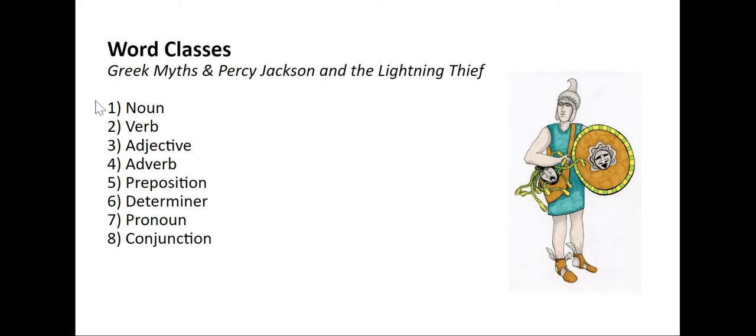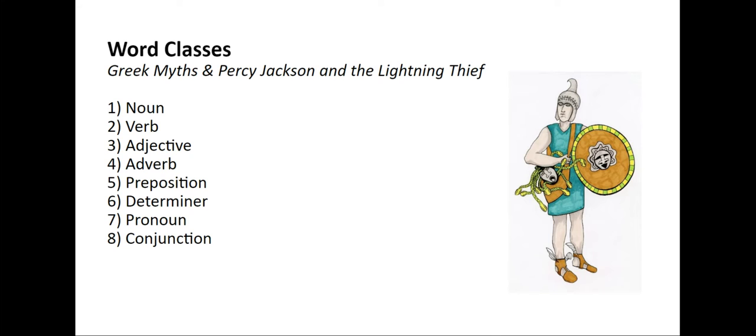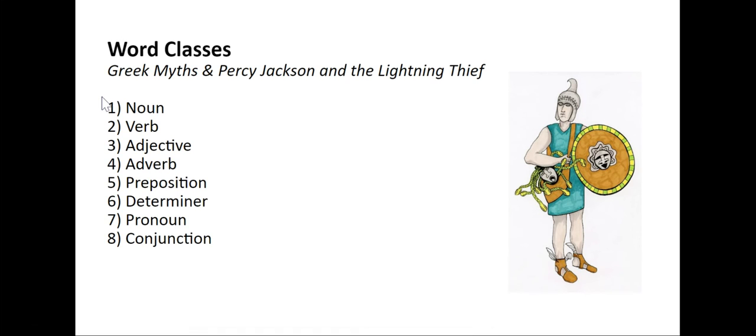So here we've got 8 different word classes: noun, verb, adjective, adverb, preposition, determiner, pronoun, and conjunction. We're going to talk through what each of those word classes mean. But you might already know. So what I'd like you to do is to tell the video what this word class is and give an example. So to work through the list, say what is that word class, what's its function, what does it do in the sentence, and provide an example.